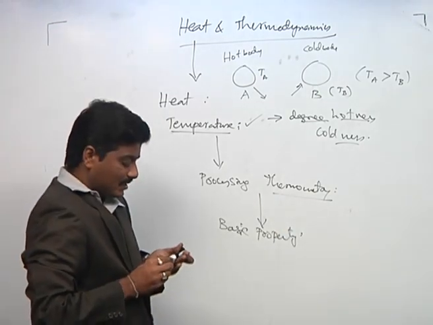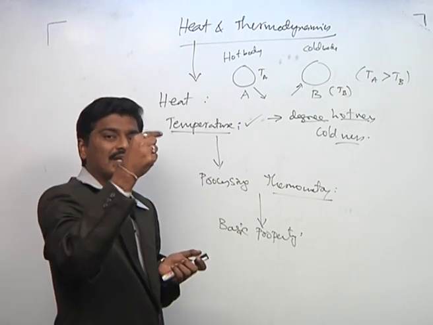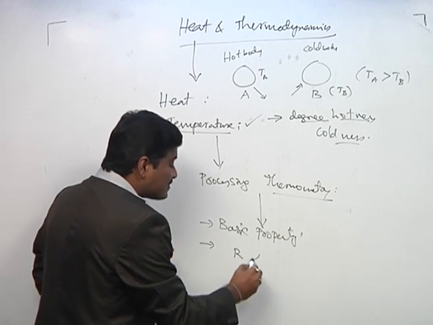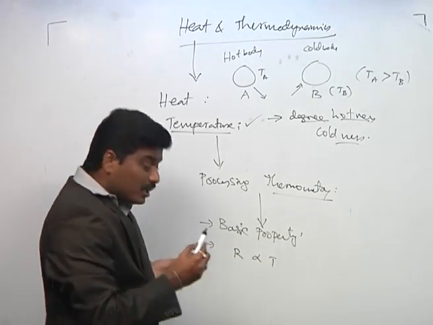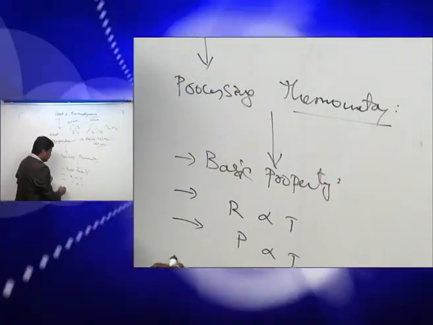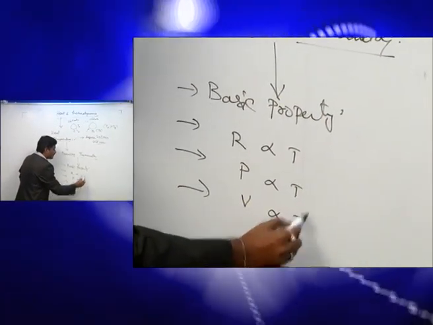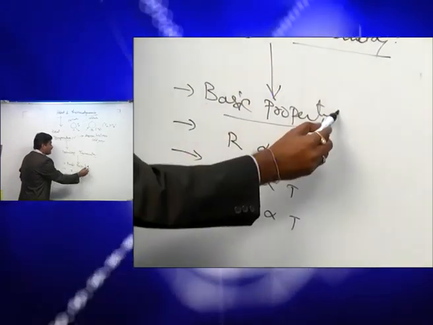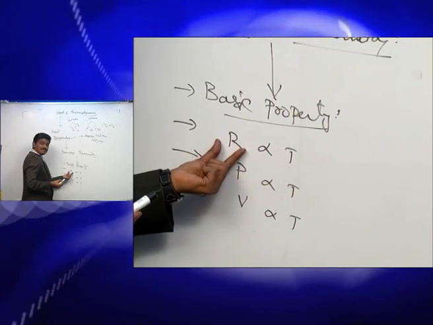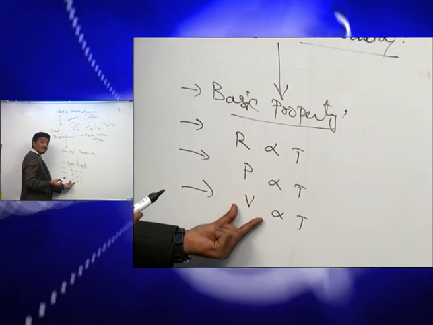In a mercury thermometer, we see how the mercury expands. In a resistance thermometer, how the resistance varies with temperature. In a pressure thermometer, how the pressure varies with temperature. In a volume thermometer, how the volume varies with temperature. So this basic property depends upon the temperature. One thermometer uses resistance as the basic property, one uses pressure, and one takes the volume.